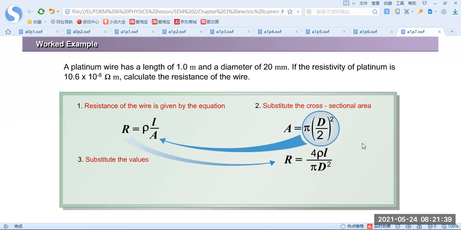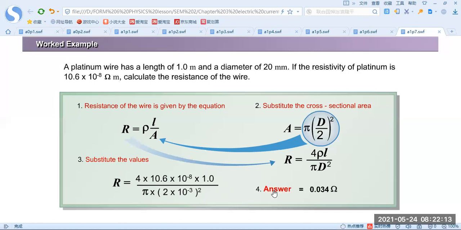cross-sectional area is A equals pi d over 2 squared. Okay, pi r squared actually. So we substitute the area into the formula, and we get R equals 4 times the resistivity times L over pi d squared. And substituting all the values into the formula, finally we get that the resistance is 0.034 ohm.